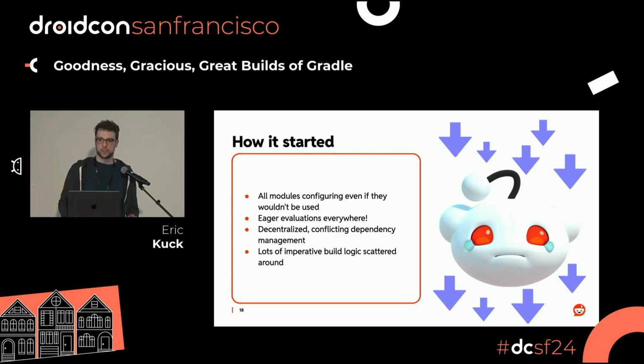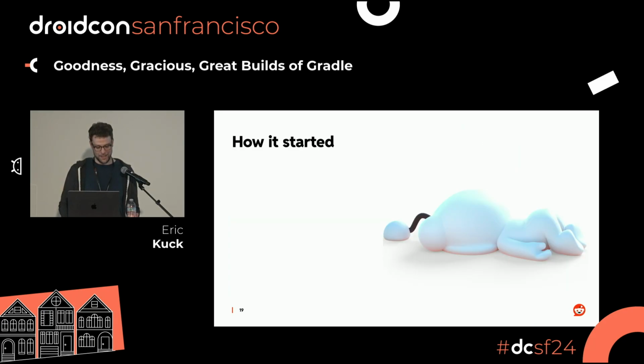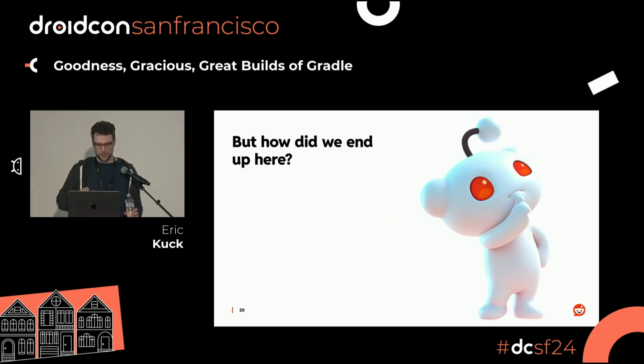We had decentralized, often conflicting dependency management, and we had a lot of imperative build logic scattered around. This build logic, since we use Groovy, was interpreted dynamically at runtime, which was very slow and a waste of RAM. And did I mention that the standard Reddit MacBook at the time had 16 gigs of RAM, so this was extra painful.